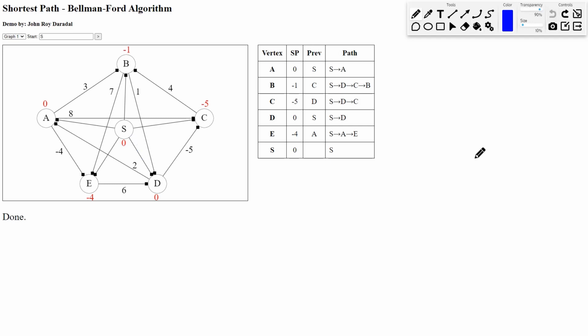S to D is 0. D to C is negative 5. And then C to B is 4. So that's negative 5 plus 4. So you have negative 1. Okay.